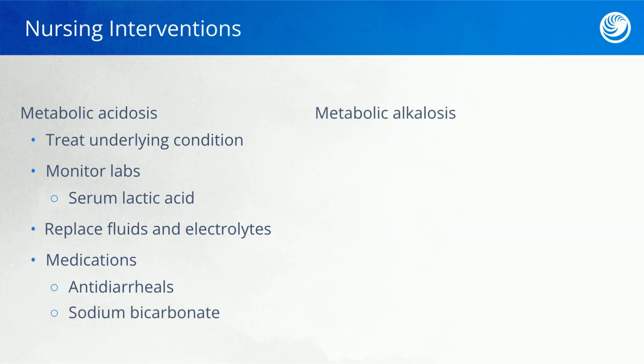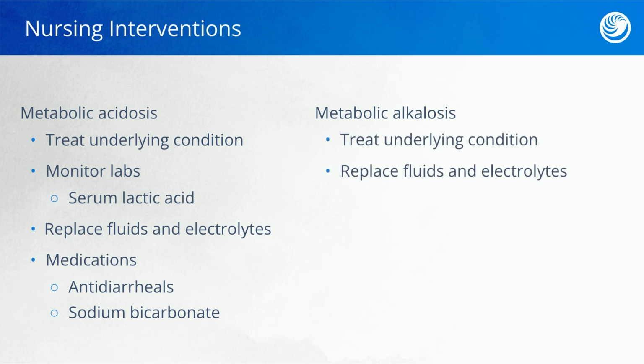Let's talk about metabolic alkalosis. Again, healthcare provider treating that underlying condition, but now we're replacing those fluid and electrolytes. Let's talk about medications. We want to avoid diuretics. Now, this is because we want our patient to stop urinating. We're going to hold on to hydrogen when we're holding on to urine, becoming more acidic.